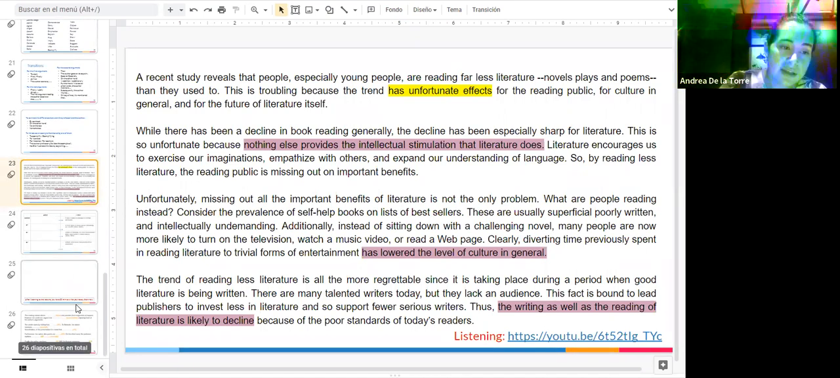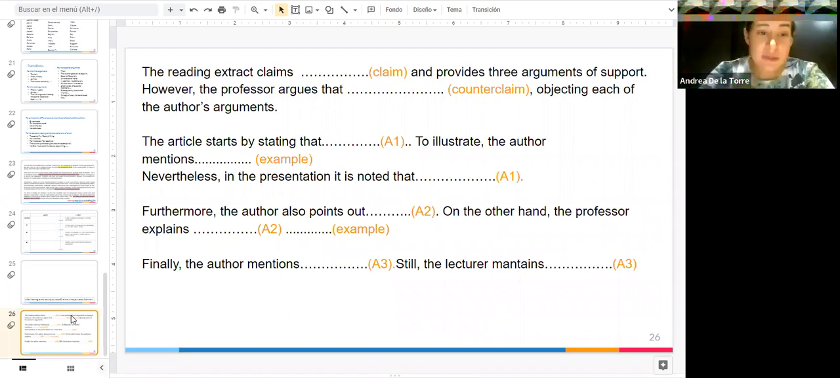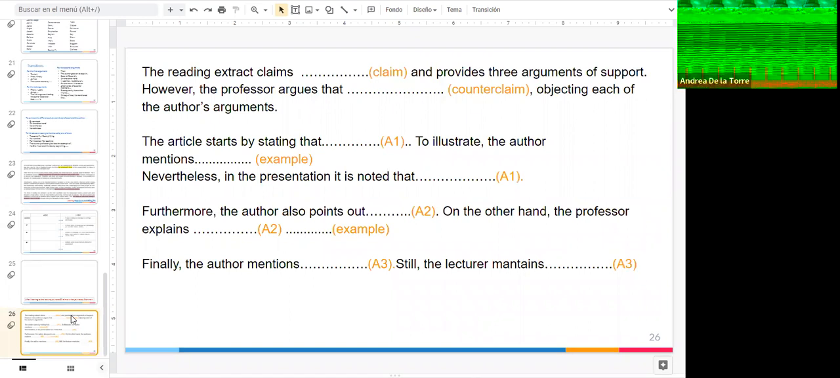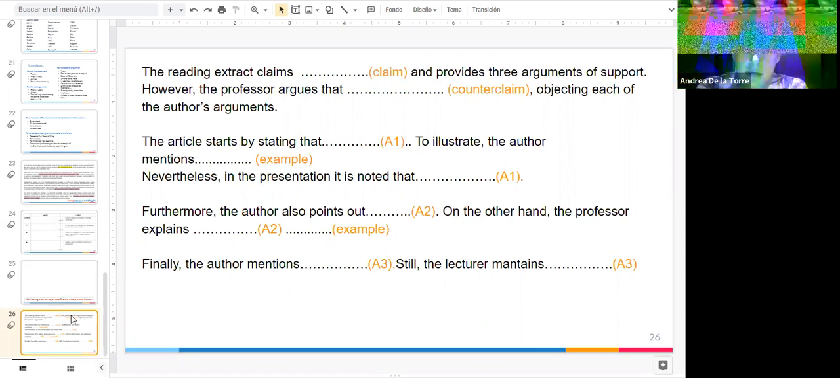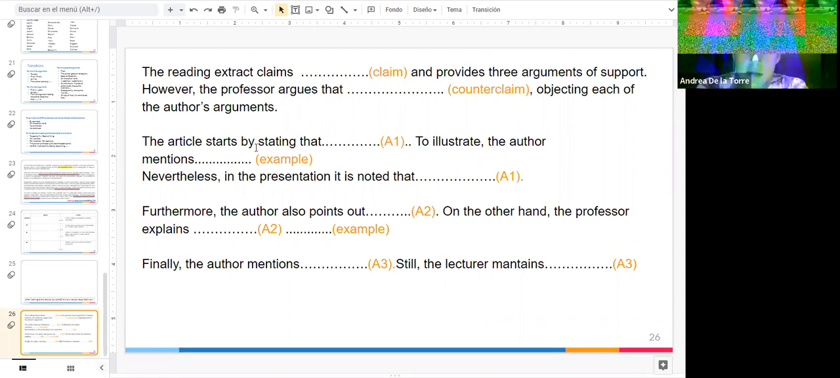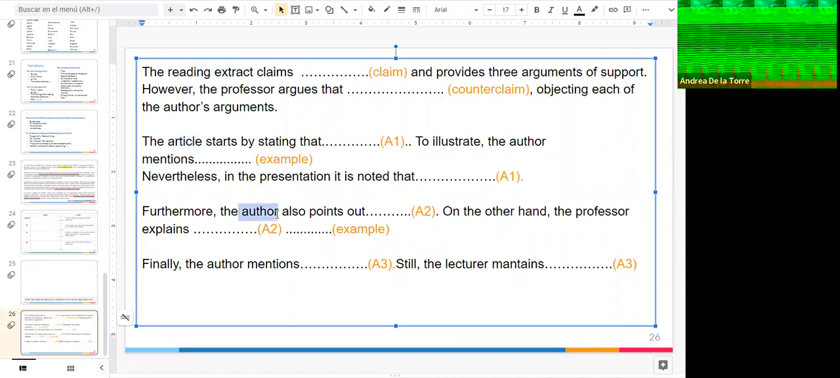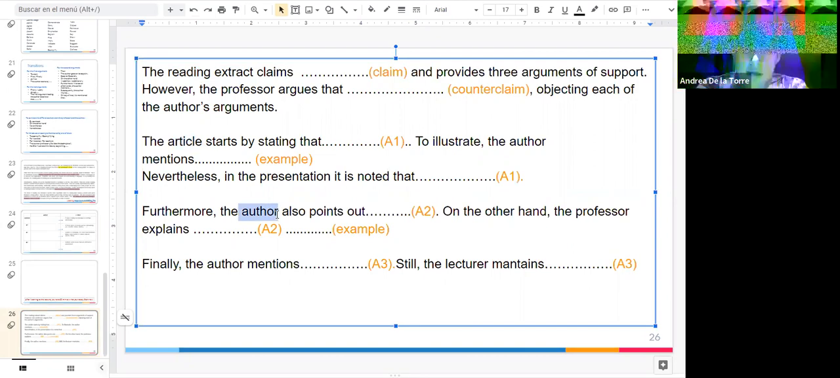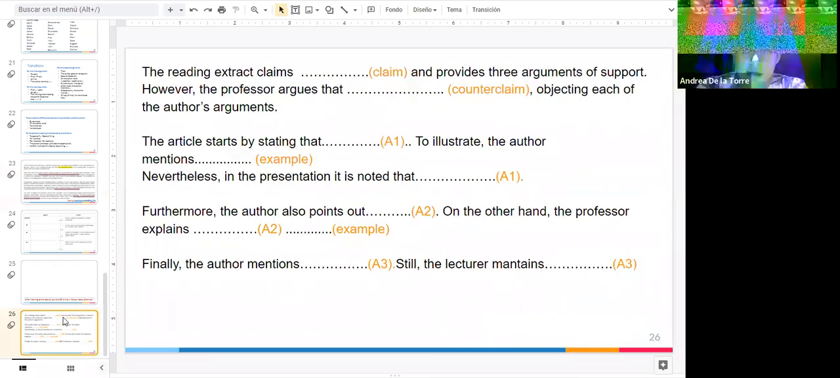But obviously, since this is an academic piece of writing, you're not going to use such simple words as the reading says, but the professor says. You're going to use synonyms. Instead of saying the reading so much, you're going to change that from time to time. You're going to start, let's say, by saying the reading extract, and then the article, and then the author. But you're still referring to the same thing, the text. You're just using different words so that you don't repeat.